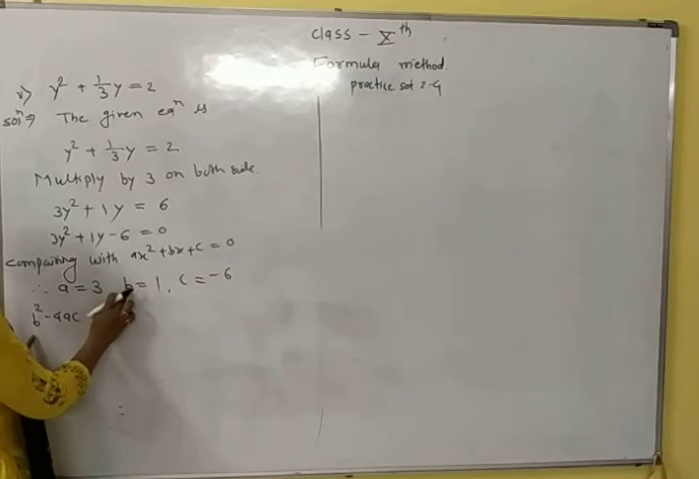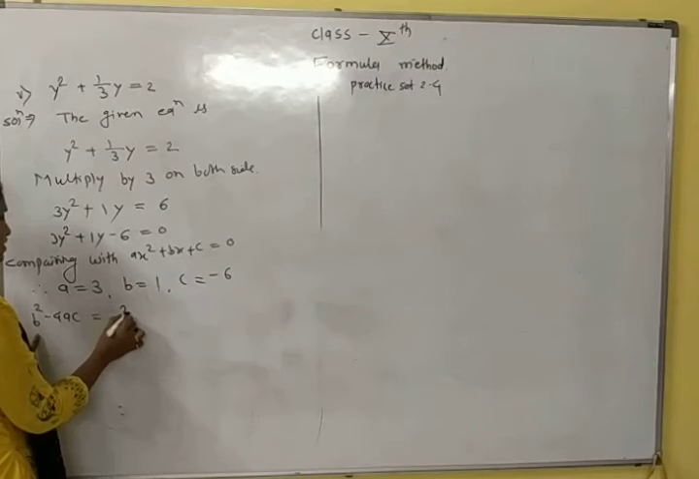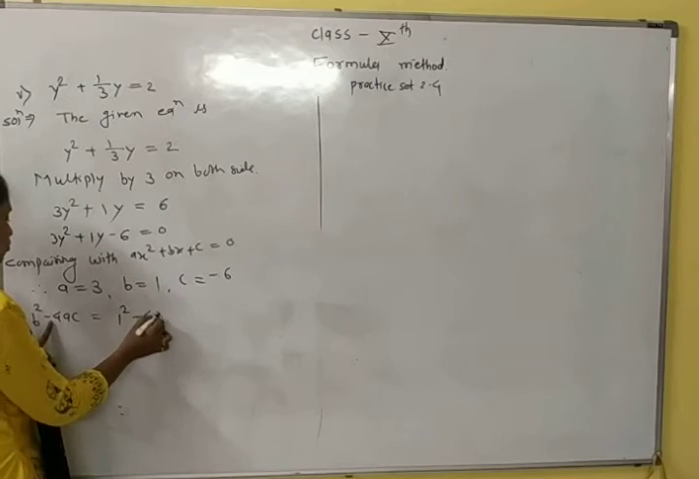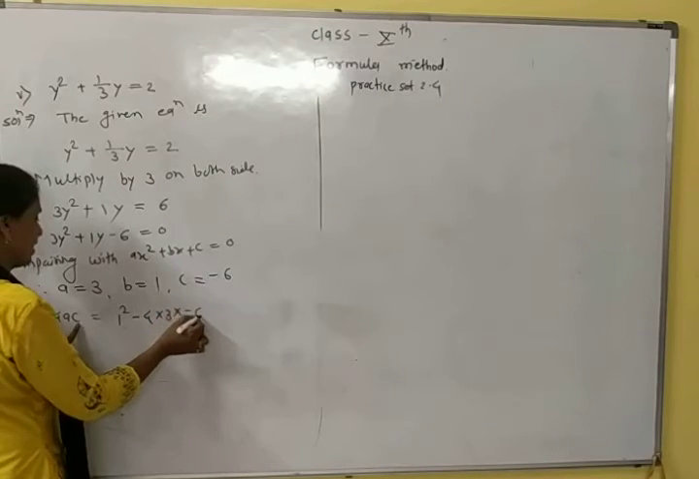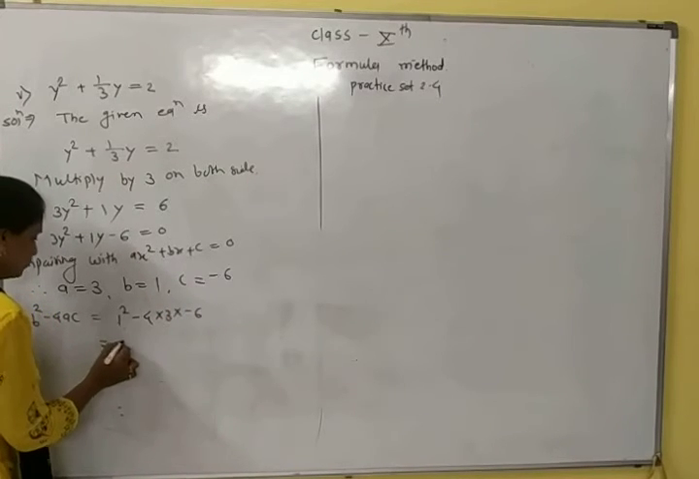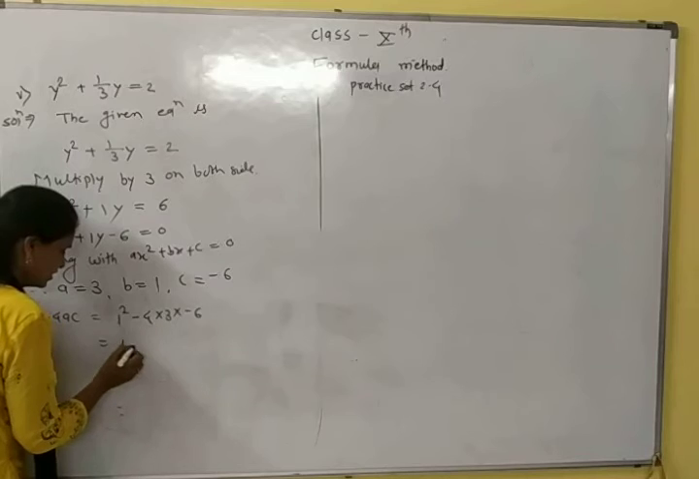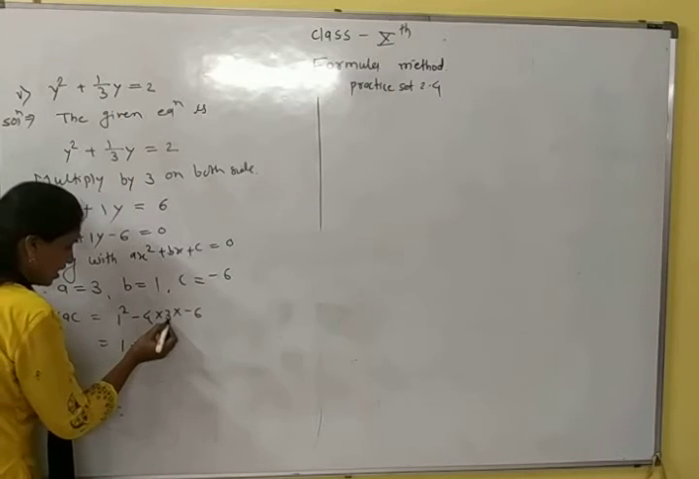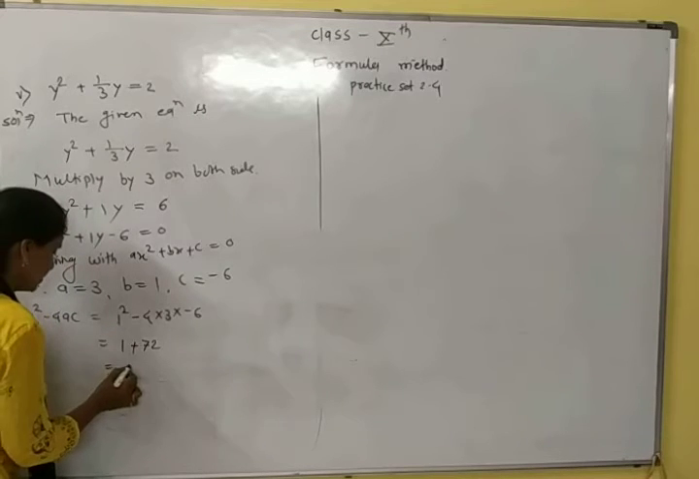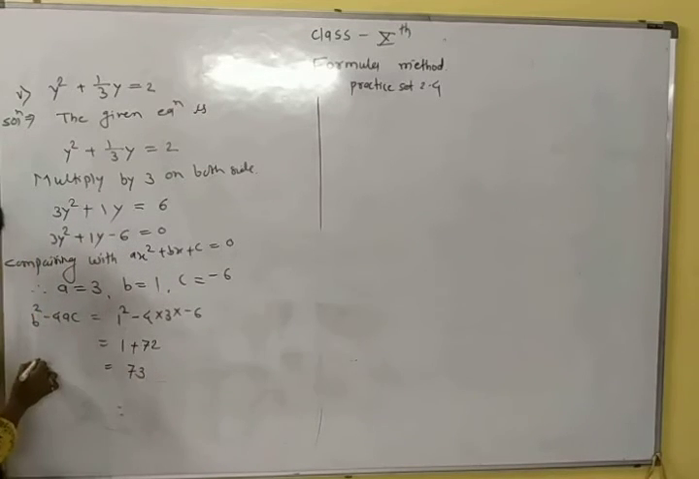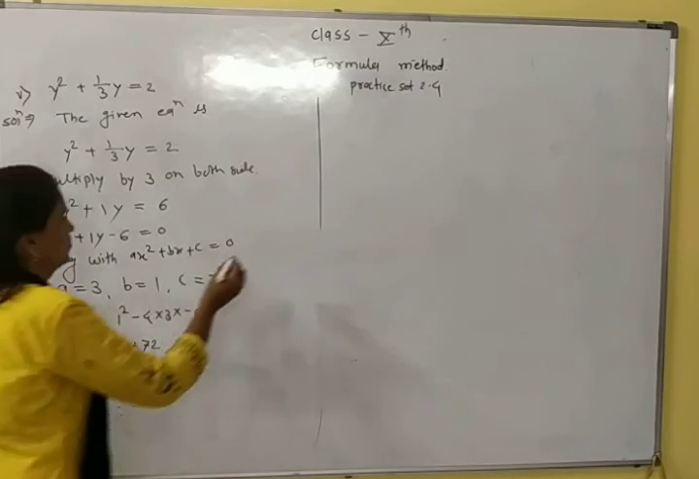b square means the value of b is 1. Therefore, 1 square minus 4 into a means 3 and the value of c is minus 6. 1 square is 1. Minus into minus is plus. 4 3s are 12 and 12 6s are 72. Here 1 plus 72 is 73 and the value of b square minus 4ac equal to 73.